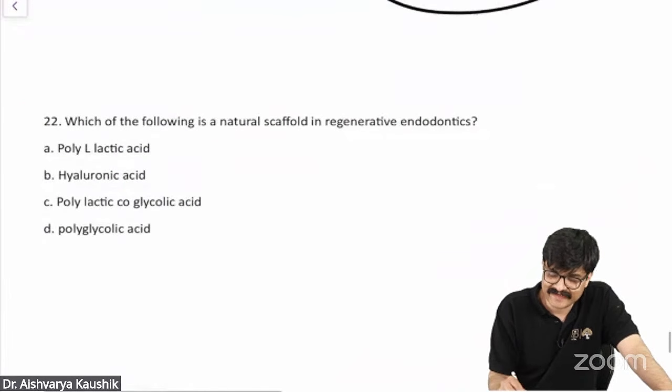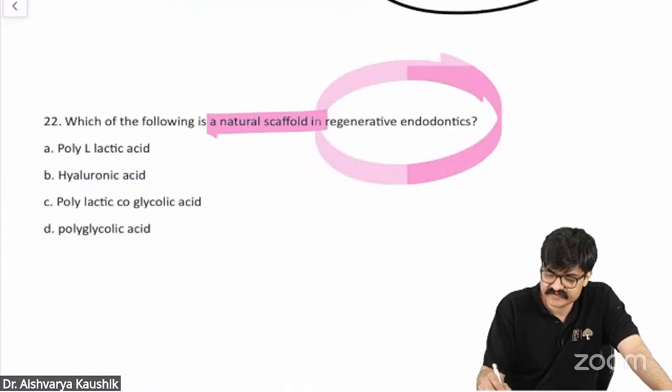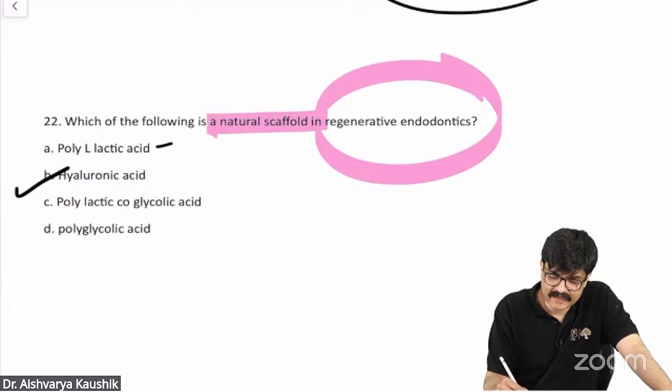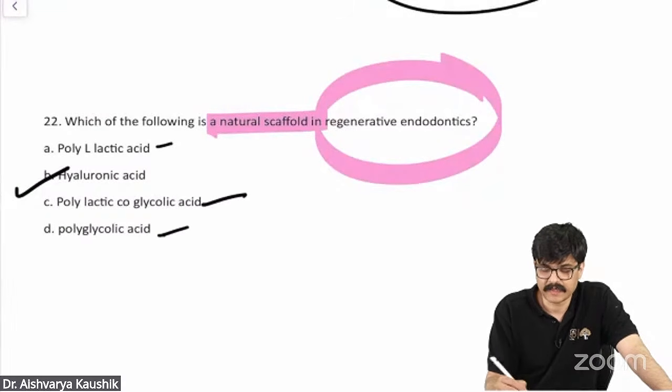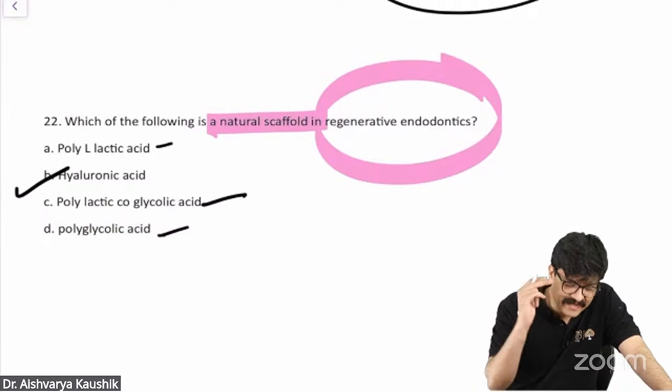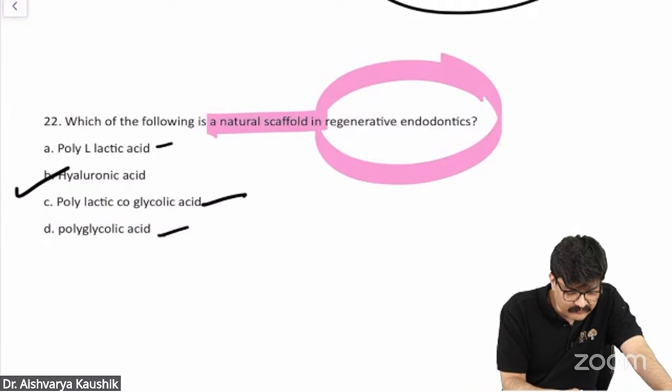Which of the following is a natural scaffold? Now, guys, this is a new one, tough one. You will have to memorize this. Hyaluronic acid is the answer because the others are polylactic, polyglycolic, and polylactic co-glycolic acid. They're all artificial. Hyaluronic acid is a natural scaffold. Right, guys?